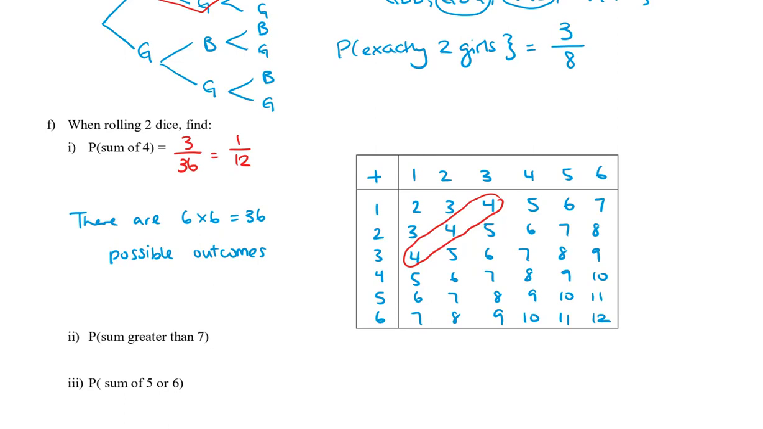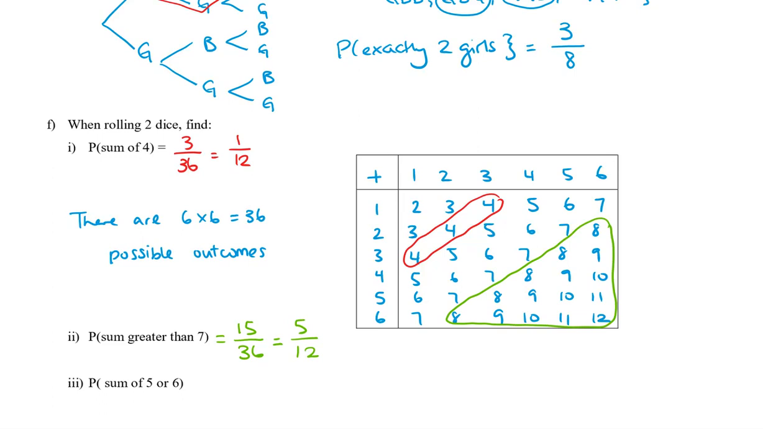What about a sum greater than 7? Those are all the numbers down here on our table. So we have 5 plus 4 is 9, 10, 11, 12, 13, 14, and 15. So there are 15 sums out of 36 that are greater than 7, which reduces to 5 out of 12.